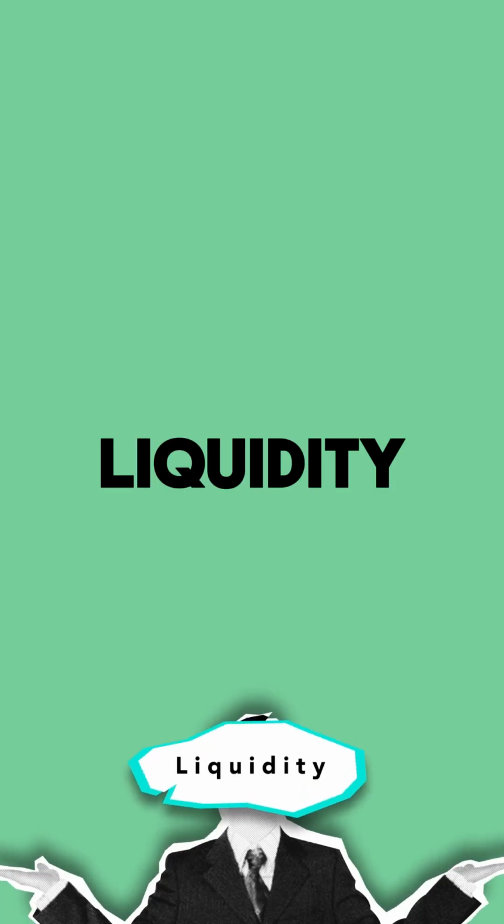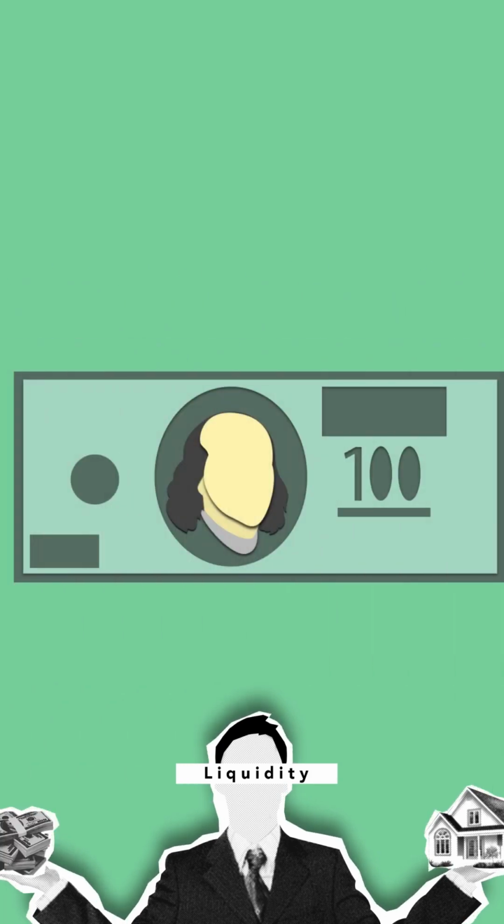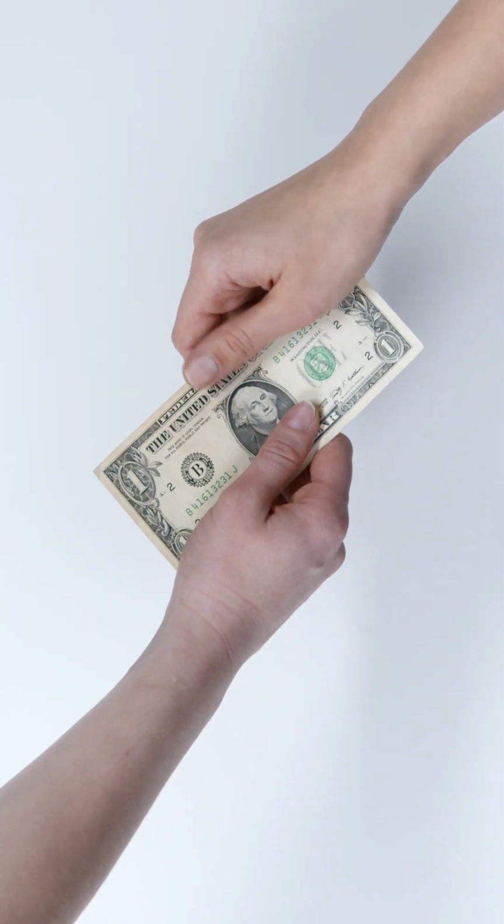Liquidity. This refers to how easily an asset can be converted into cash without affecting its market price. Cash is the most liquid asset, while real estate may take longer to convert into cash.